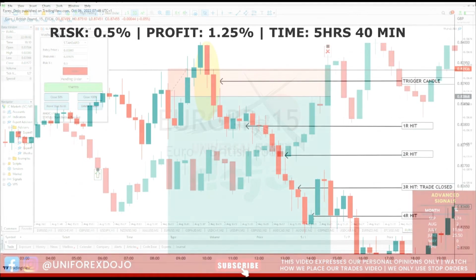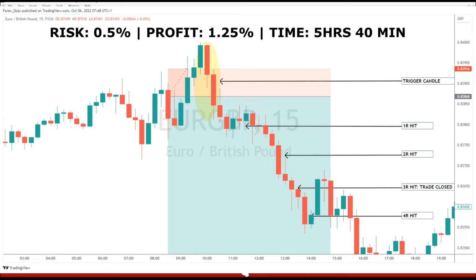Now this entire trade and management took an entire 5 hours and 40 minutes. Now with the wushu toolbox, it is a plug and forget tool. You don't have to keep coming in or keep checking up on your charts.